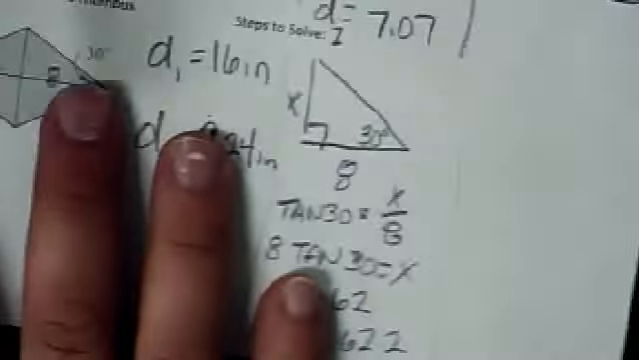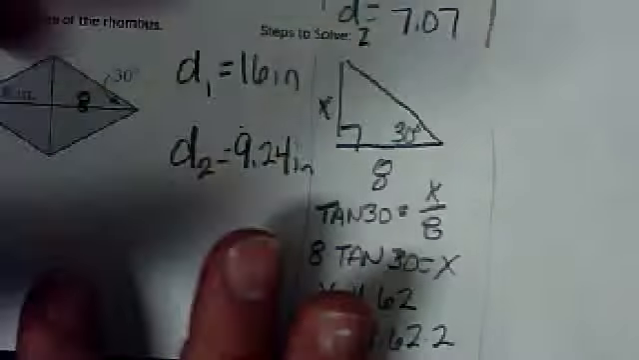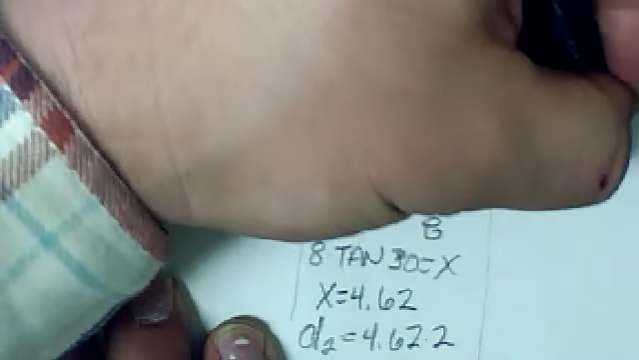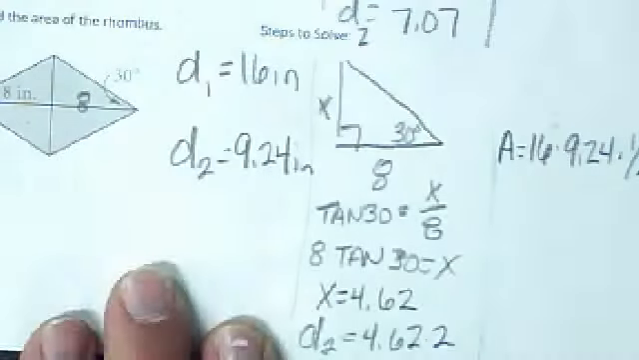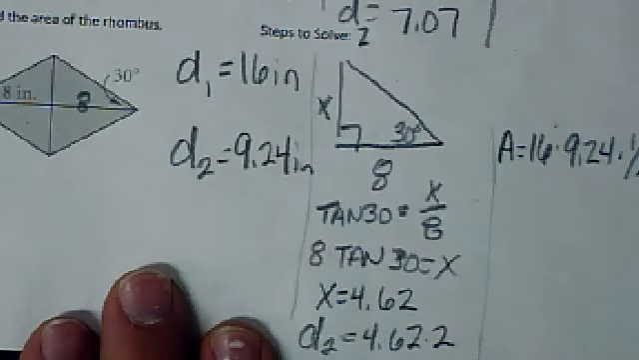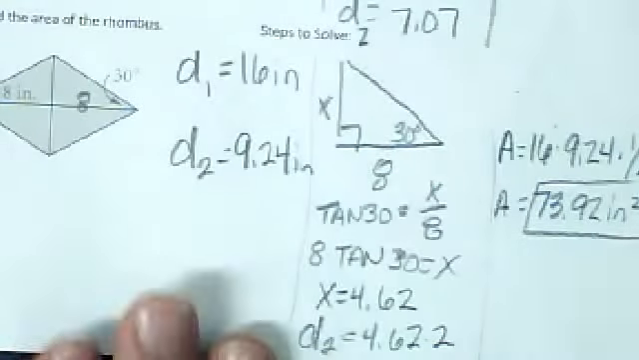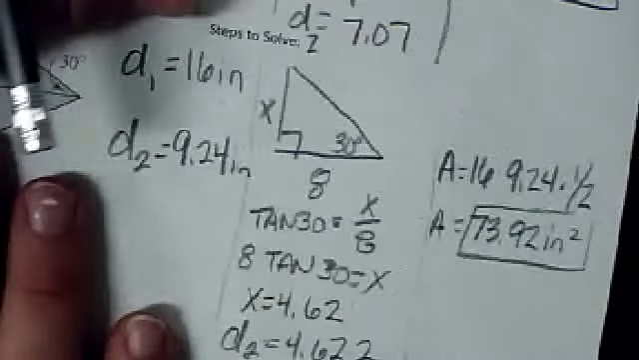So now I have enough information to put that into my area formula. Area equals 16 times 9.24 times 1/2. So that gives me 73.92 inches squared. So there's my final area.